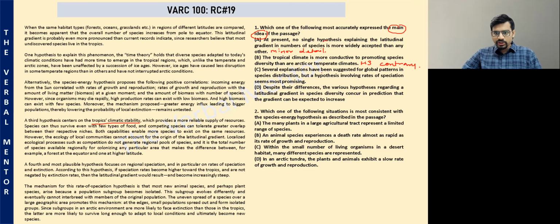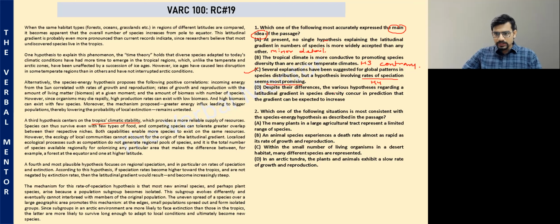Option C, several explanations have been suggested for global patterns in species distribution, but a hypothesis involving rate of speciation seems most promising. That is exactly what the author says. The hypothesis involving rates of speciation, hypothesis 4, seems most promising. That is exactly the main point. Easy answer choice to identify.